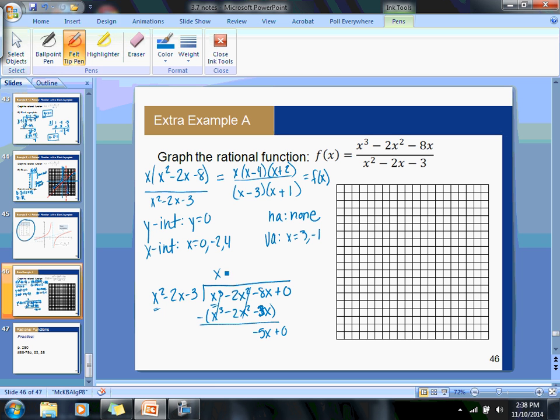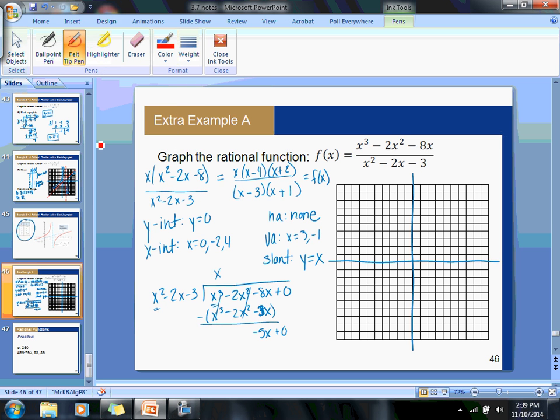Really, I just need this part here, the x. So my slant asymptote is going to be y equals x. That's like y equals 1x plus 0, if you want to think of it in slope-intercept form. Okay, so then I'll put in my axes so that I can graph, and then I'll switch my colors here so that I can put in my asymptotes.